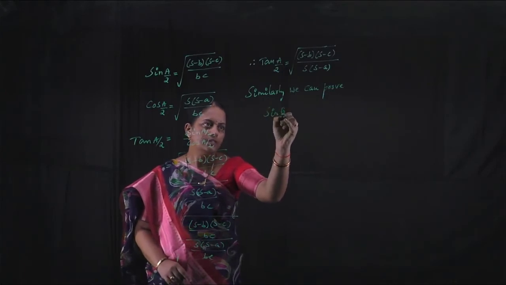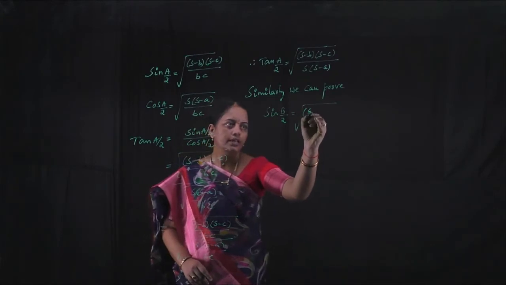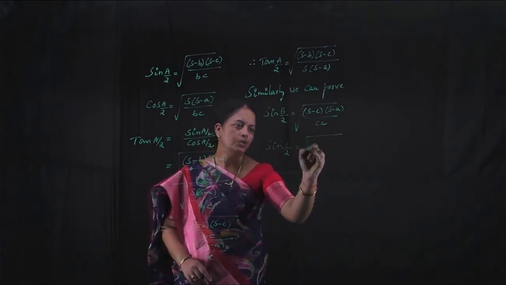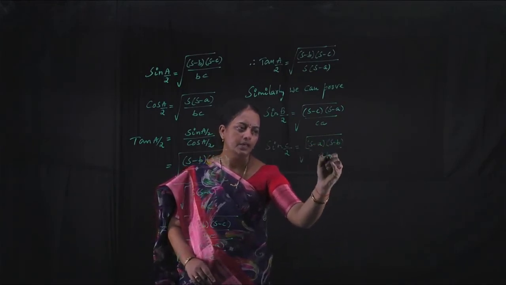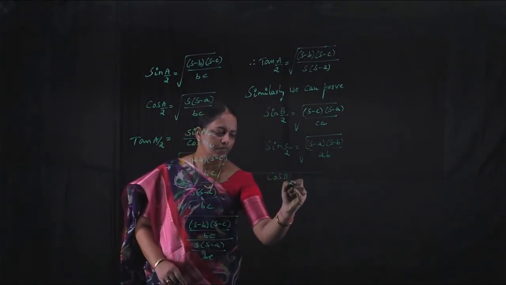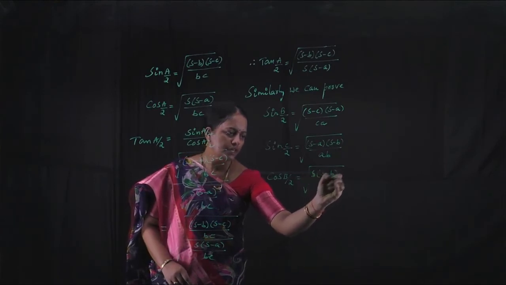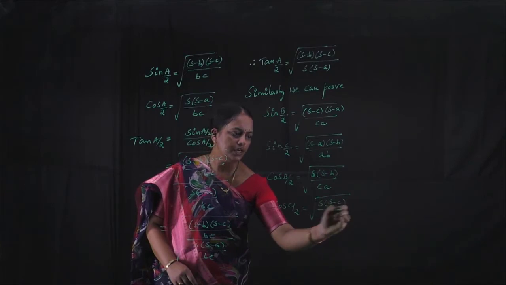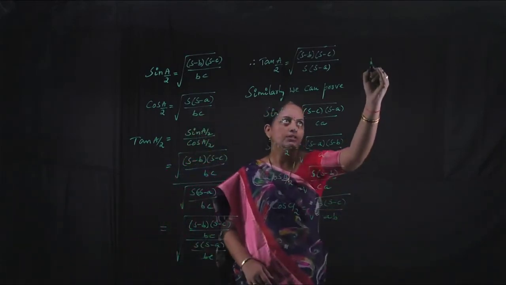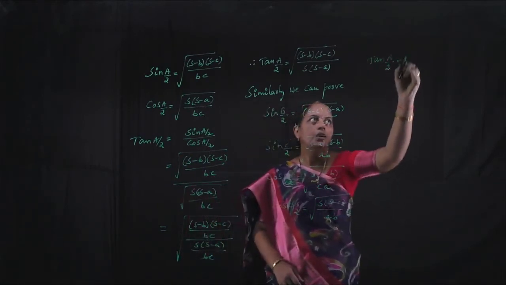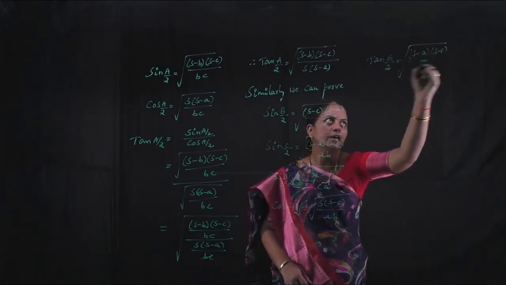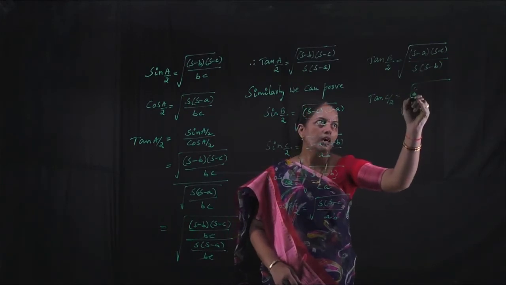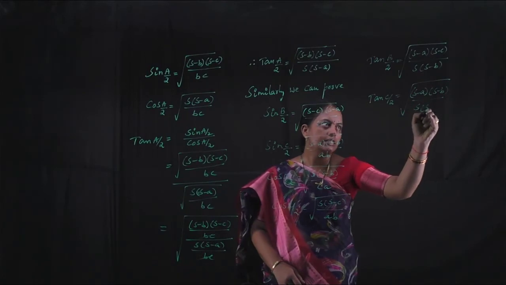sin B/2 is equal to root of (s−c)(s−a)/ca, and sin C/2 is equal to root of (s−a)(s−b)/ab, and cos B/2 is equal to root of s(s−b)/ca, and cos C/2 is equal to root of s(s−c)/ab, and tan B/2 is equal to root of (s−a)(s−c)/(s(s−b)), and tan C/2 is equal to root of (s−a)(s−b)/(s(s−c)).